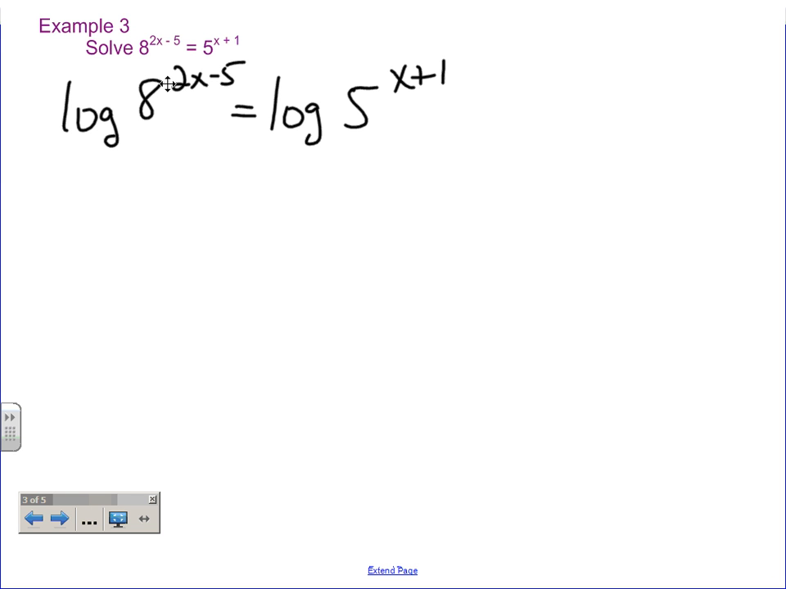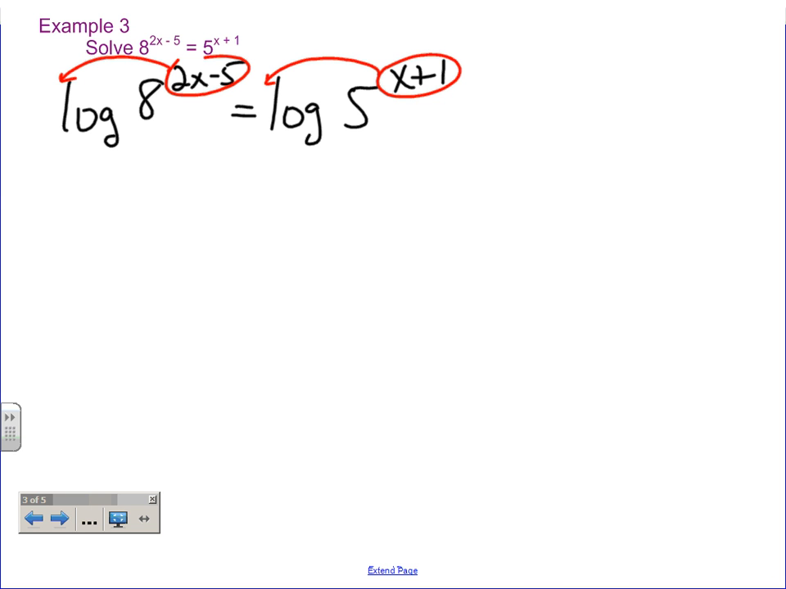So I have taken the common log of both sides, so I have kept everything proper. I have not changed any values. It just looks a whole lot different. Please keep in mind the whole reason for doing that is because now that and that can be brought out front of their respective logarithms.